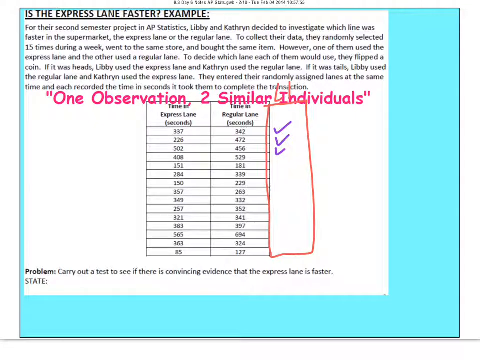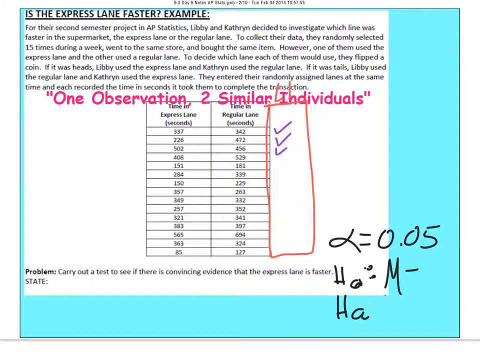Now, what would your hypothesis be for this? Well, first thing, I'm going to come on here and define my alpha. Let's just go at 5%. And I want one set of data, so I'm going to state H sub O and H sub A. Now my H sub O, I think that the mean difference between the two lanes, and I'm going to call it mu sub D, is equal to 0.